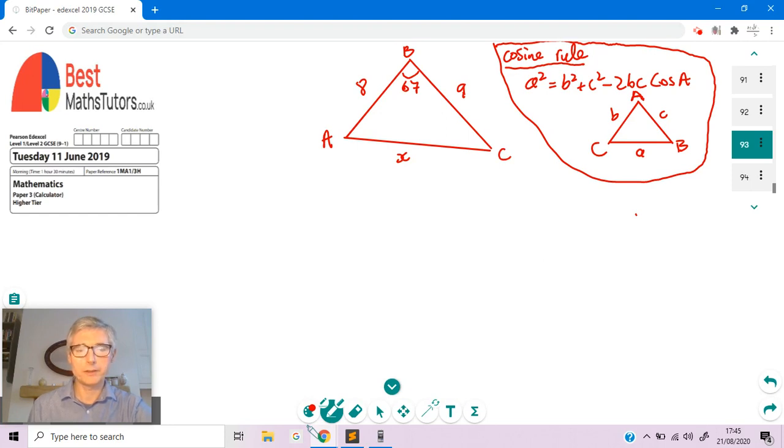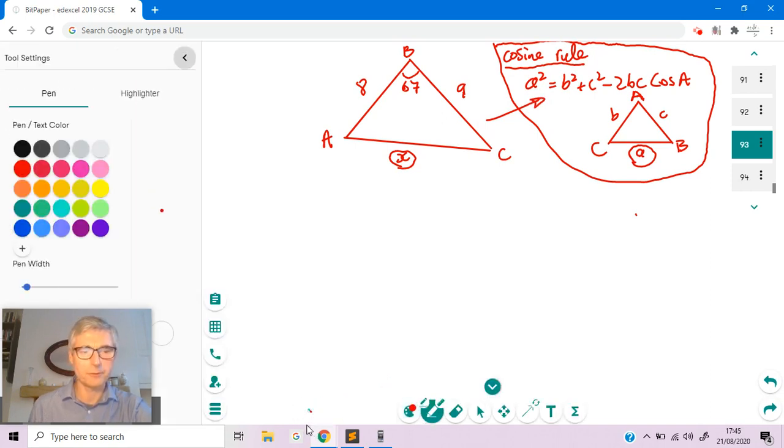One of the problems that can be a little bit confusing is the letters aren't always in the correct order for the cosine rule. So we have to apply this so that the A that we've got here is actually the thing that we're looking for. Since we want to find out what X is, we want this to be our A. So I'm going to relabel this triangle so that I can apply it to the cosine rule and put everything into this correctly.